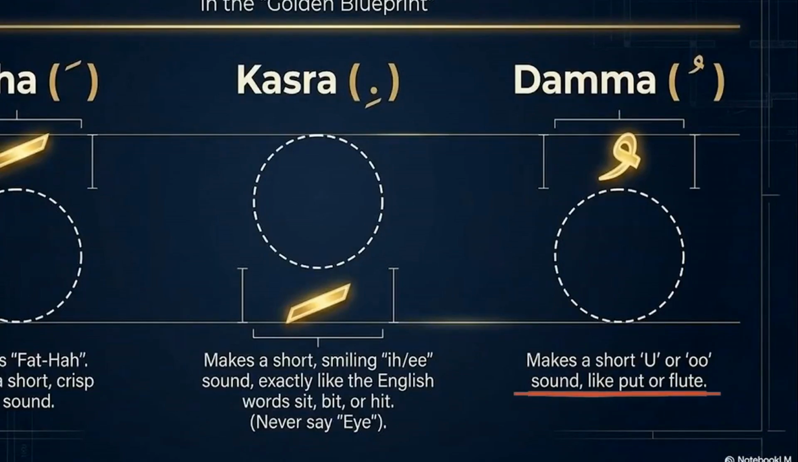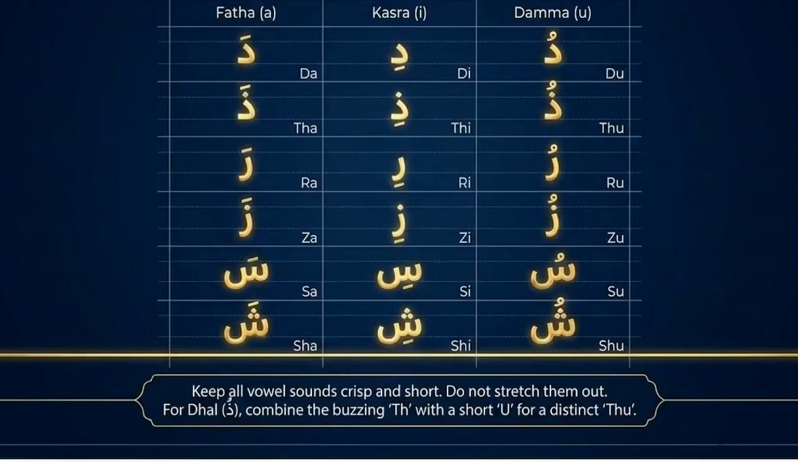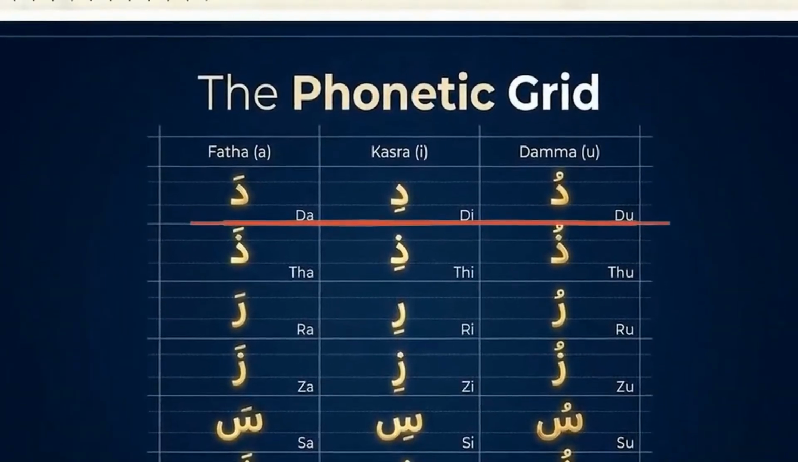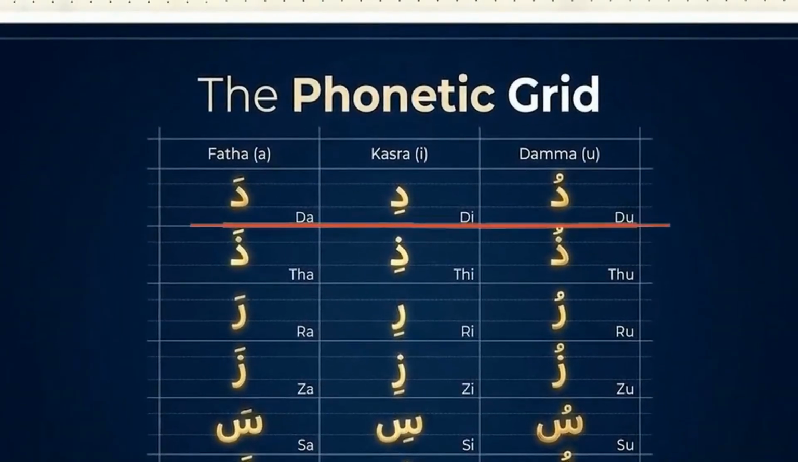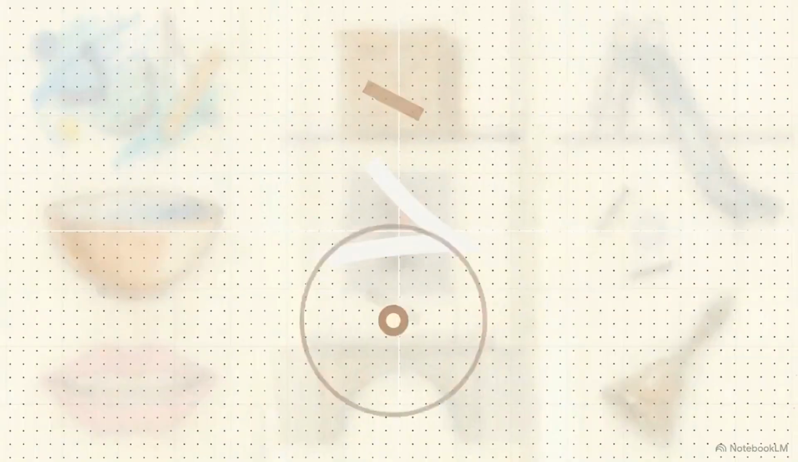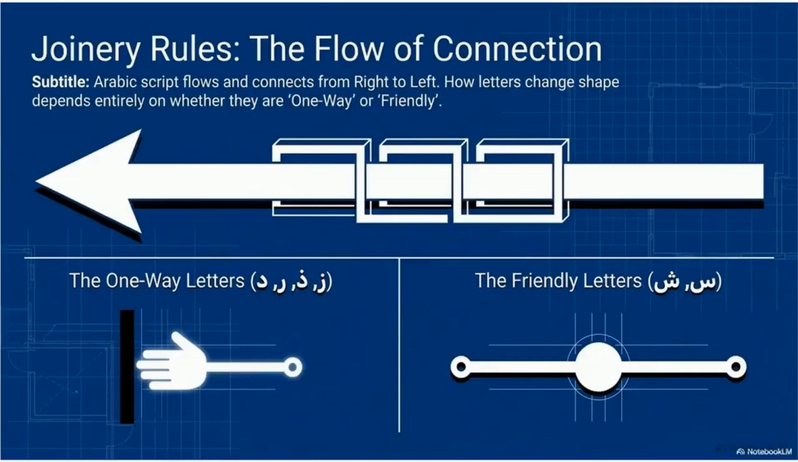The golden rule for all 3 of these short vowels is laid out clearly at the bottom of this phonetic grid. Keep the sounds crisp and short. Say da, di, du quickly. Do not stretch them out. Mastering the sharp, precise execution of these 3 symbols provides the phonetic instructions needed to turn a silent shape into a syllable. Arabic script flows continuously from right to left, requiring letters to physically alter their shapes to connect.